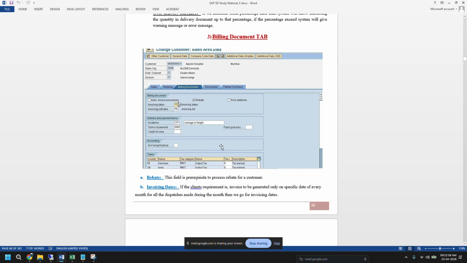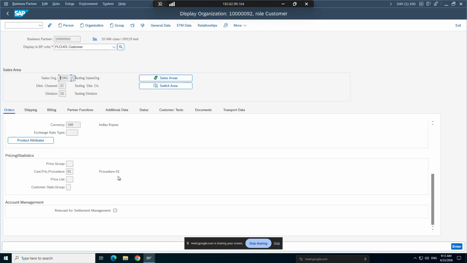That's why it says that this rebate checkbox is there in the billing tab. Okay, you see this rebate checkbox. This is an ECC field. But in HANA, that checkbox has been moved from the billing tab to the order tab. This kind of slight difference you will see somewhere between ECC and HANA. So it has moved from billing to order.